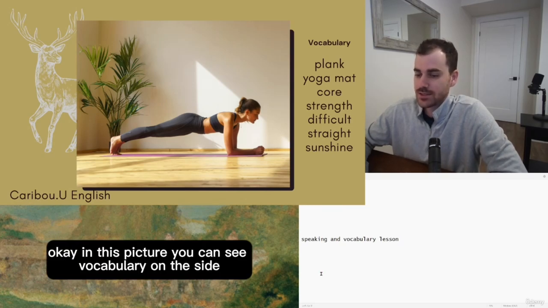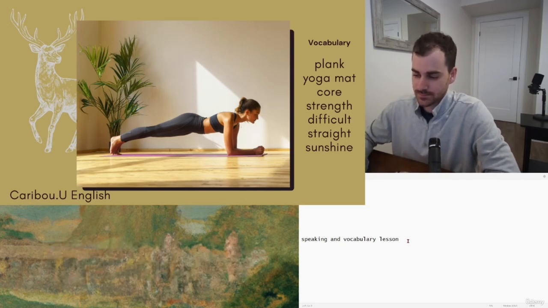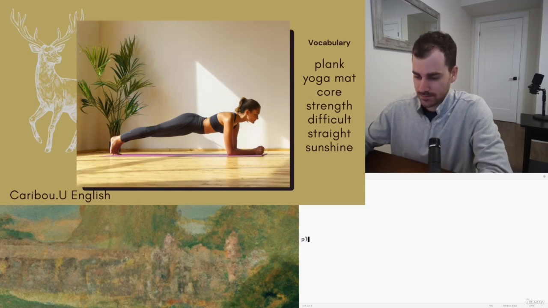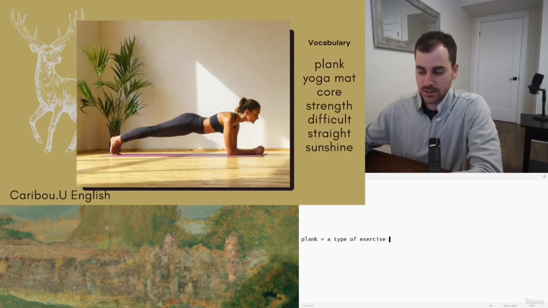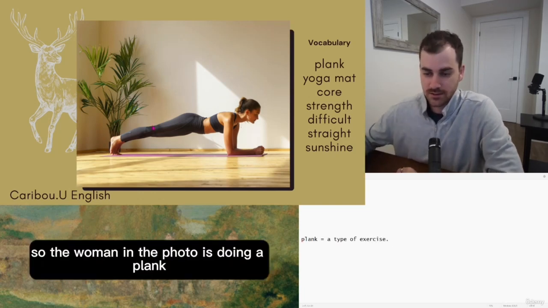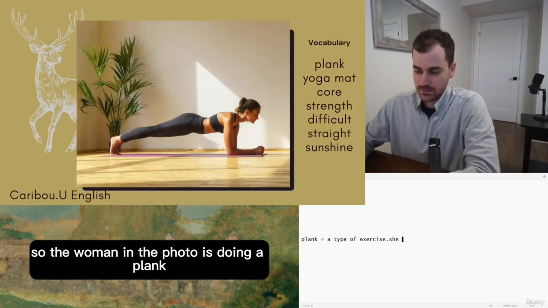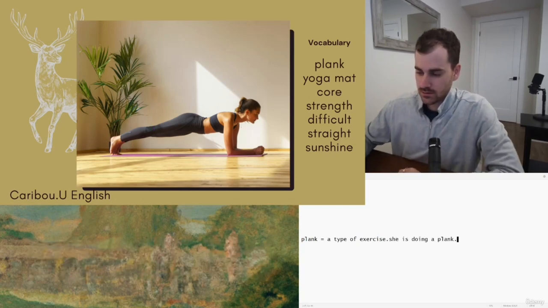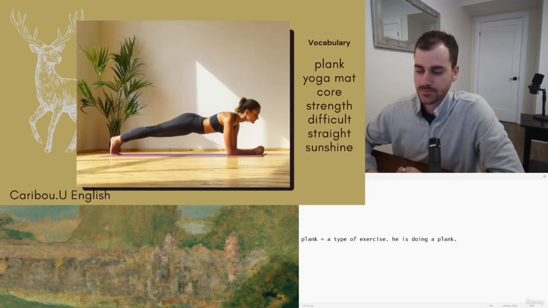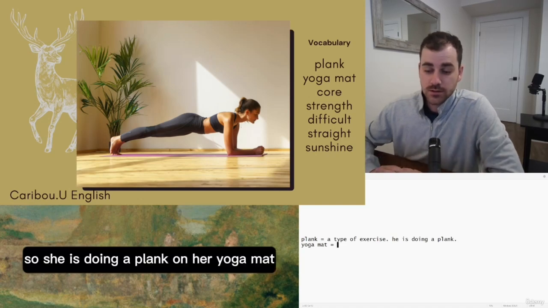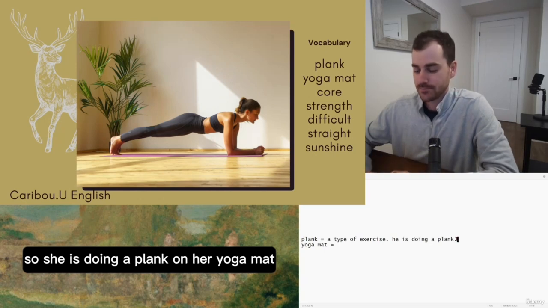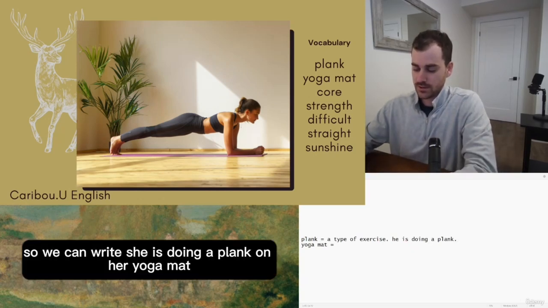Okay, in this picture you can see the vocabulary on the side. The first word is plank. Plank is a type of exercise. So the woman in the photo is doing a plank. Okay, she is doing a plank. Yoga mat. So she is doing a plank on her yoga mat. So we can write she is doing a plank on her yoga mat.